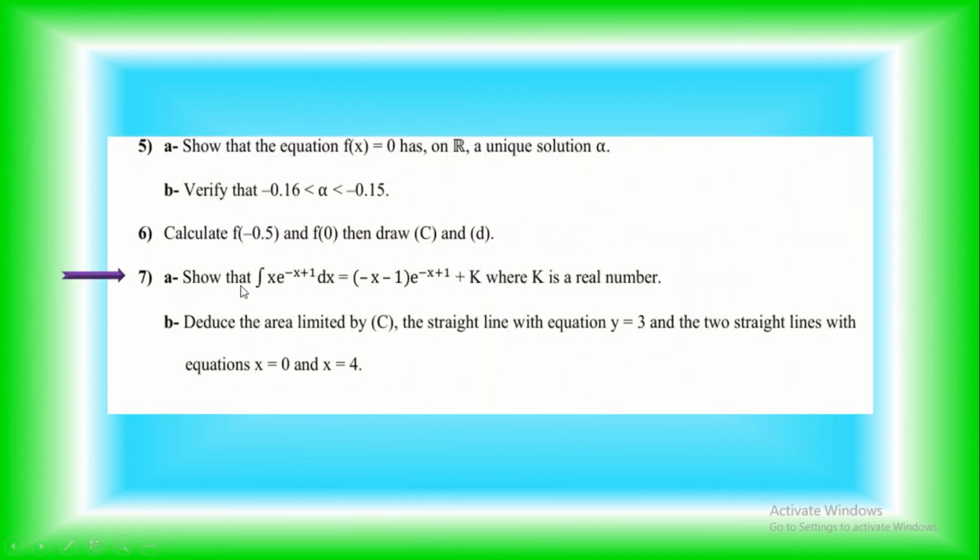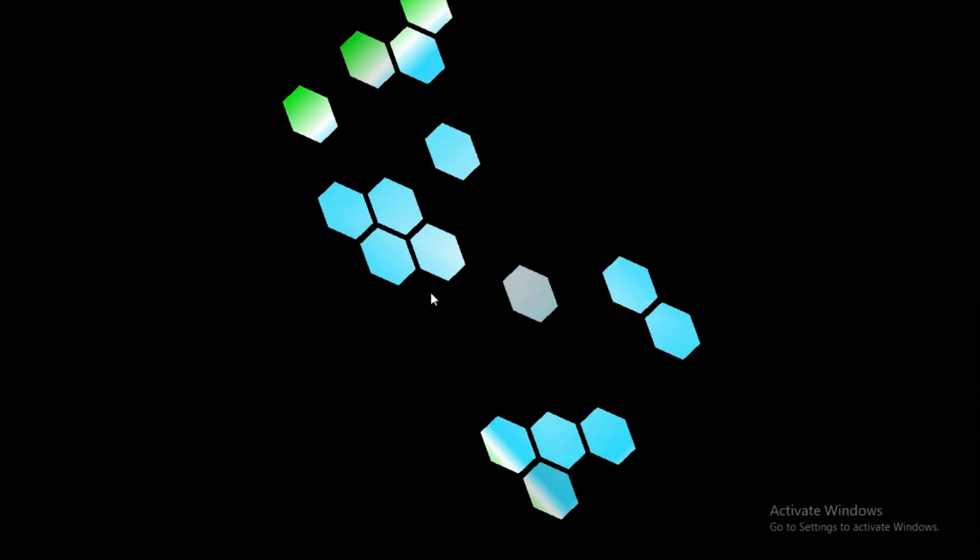Now show that the integral of x exponential minus x plus 1 dx is equal to minus x minus 1 exponential minus x plus 1 plus k, where k is a real number. Here we can prove it in two methods. First, we can prove that the derivative of minus x minus 1 exponential minus x plus 1 plus k will be equal to x exponential minus x plus 1. Or we can solve this integral to get the answer minus x minus 1 exponential minus x plus 1 plus the constant k. Let's start with the first method.